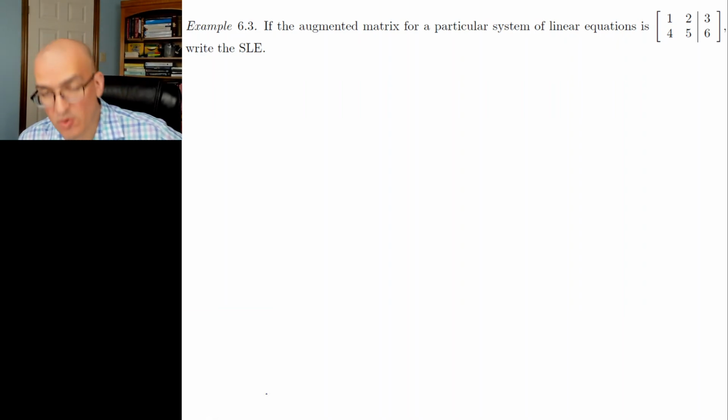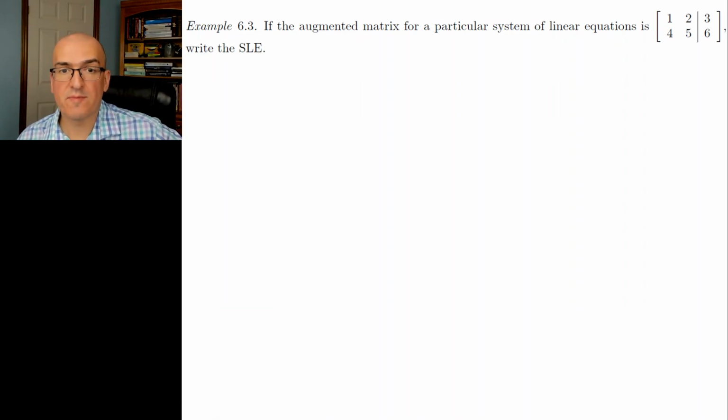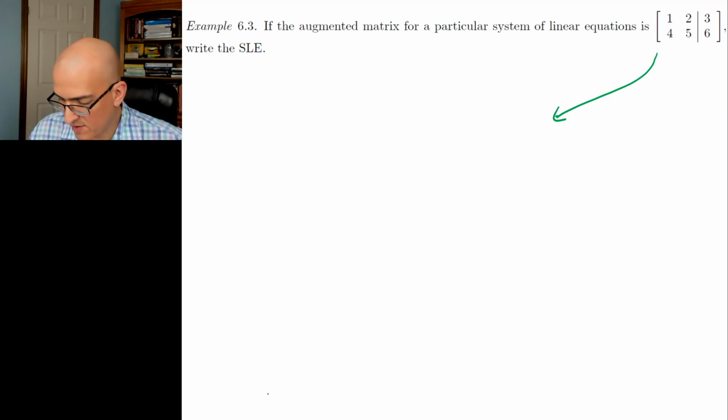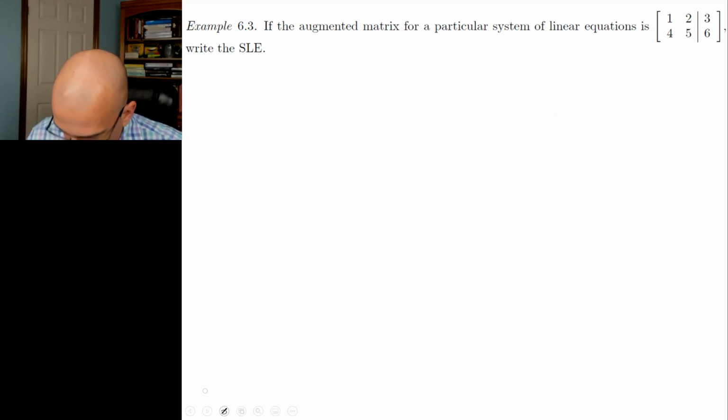Okay, we can also run this process in reverse. Given a matrix in augmented form, convert it to the corresponding system of equations. So this says the following. Actually, I'll do the labeling first. Notice that it doesn't tell us that they're called x and y. So we have to make up labels.